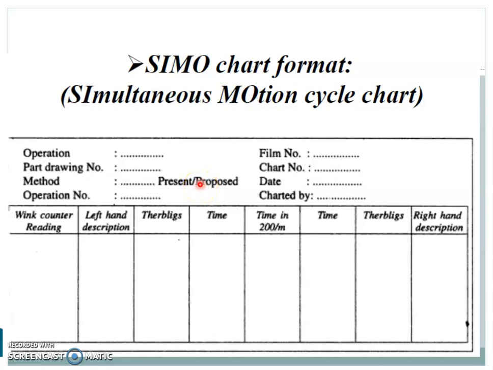Usually while preparing the SIMO chart, we take the help of a projector. The projector is very helpful for an industrial engineer to analyze the film at very slow motion, frame by frame, studying one frame at a time, concentrating first on the left hand and then on the right hand movements. Now, once the readings are taken, the SIMO chart is prepared in this way.